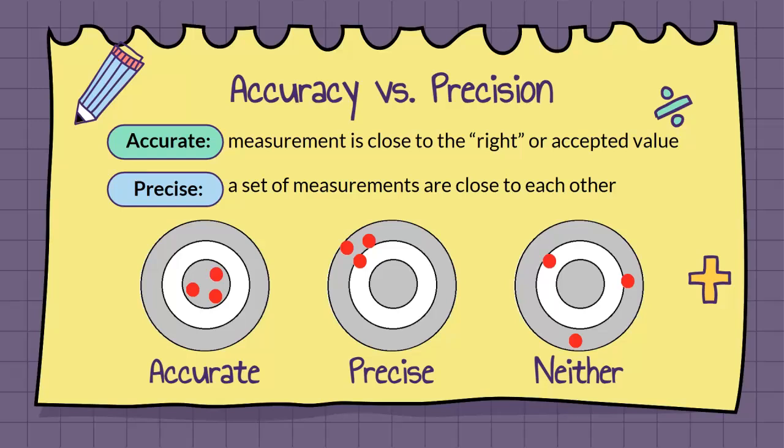Accurate means that the measurement is close to the right or the accepted value, while precise means that a set of measurements are close to each other. So if we look at the bullseyes here, the one to the left is accurate and precise. So they're close to the correct answer, in this case the middle, and they're close to each other. The middle bullseye is precise, so they're still close to each other, but they're not accurate because they're not close to the middle. The last bullseye, the one on the right, is neither precise, so they're very far apart, and they are also not accurate. They're not close to the middle.